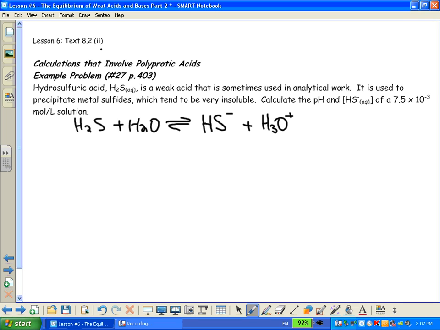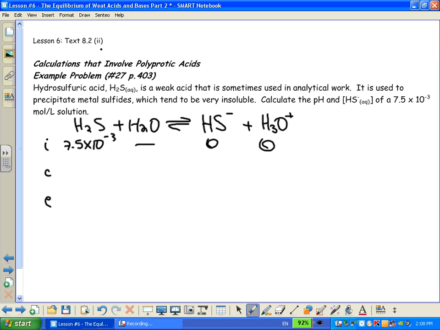Then we need to substitute what is given. So we know that the initial concentration of hydrosulfuric acid is 7.5 times 10 to the negative 3 moles per liter. That is given in the question, so we're going to plug that in. Sorry, we'll put our I, C, and our E. So 7.5 times 10 to the negative 3. Remember, water we don't need to count for. Our products always start at 0.